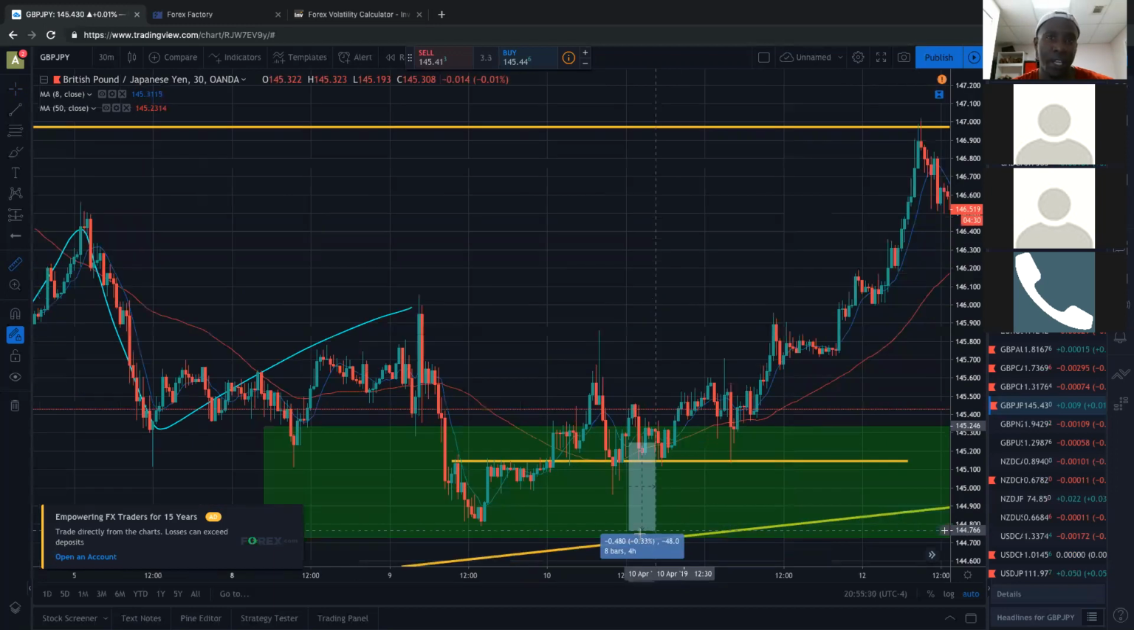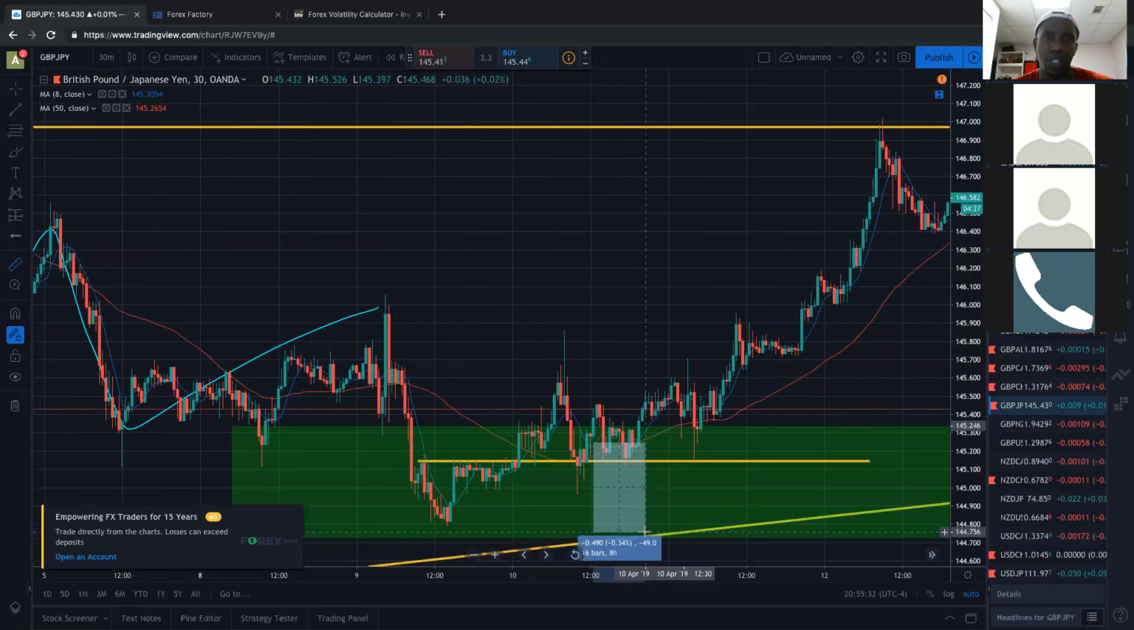So, knowing that there's 50 pips of downward motion, we want to look for some type of 2-to-1 risk-to-reward ratio, right?